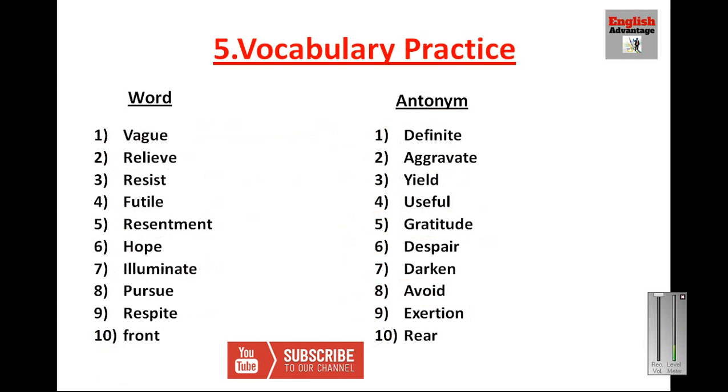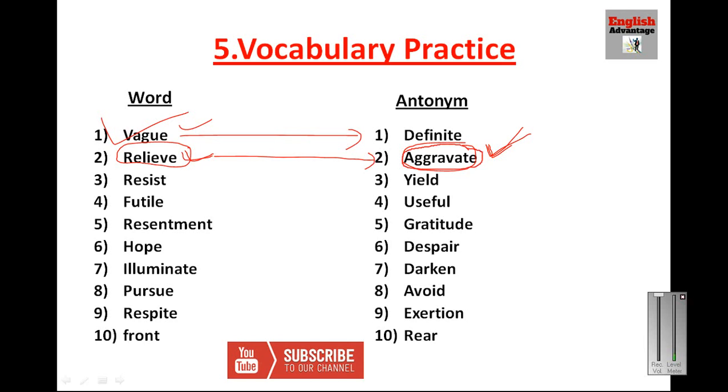Now let us see the next set of important words. Vague means something not very certain, something not very clear. So the antonym of this word will be definite or clear. Relief means you have got relief after being in pain. The exact opposite of this word will be aggravate. There are two more words for aggravate: deteriorate and worsen. Worsen and deteriorate are the two equivalent words of aggravate.